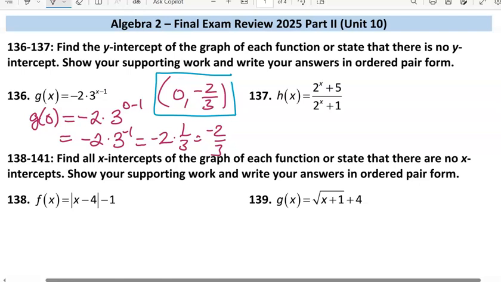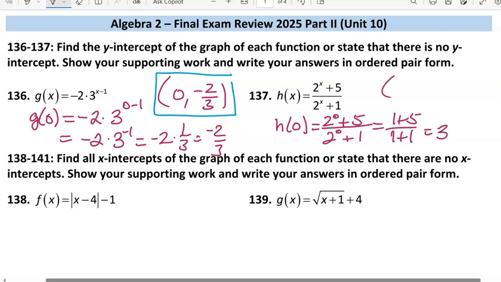In 137, to find the y-intercept, we're going to let x equal 0. So h of 0 is (2 to the 0 plus 5) divided by (2 to the 0 plus 1), which is equal to (1 plus 5) over (1 plus 1), which is 6 over 2, which is 3. So (0, 3) is the y-intercept for this graph.